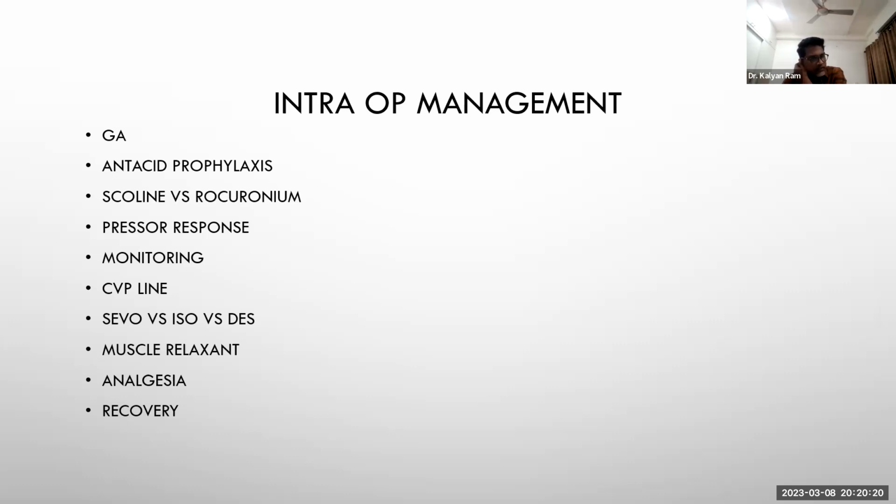Muscle relaxants: cisatracurium and atracurium are preferred. Vecuronium and rocuronium are generally avoided in these patients for fast recovery. Analgesia is done with short-acting opioids like fentanyl, sufentanil or remifentanil if available. Morphine is generally avoided because there is variability in cases. Recovery: after the patient is completely recovered, we should expect that the patient can maintain his airway. Again, the risk of aspiration is more because of delayed gastric emptying.